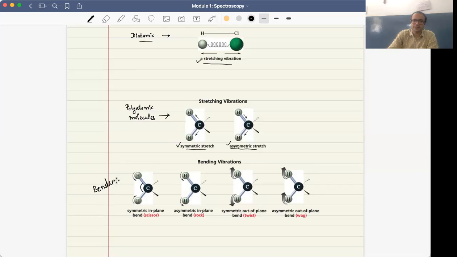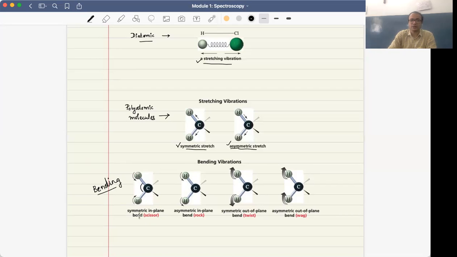There is some kind of delay in the writing, probably because of some internet problem. So apart from stretching, in a polyatomic molecule, you can have bending vibrations as well.